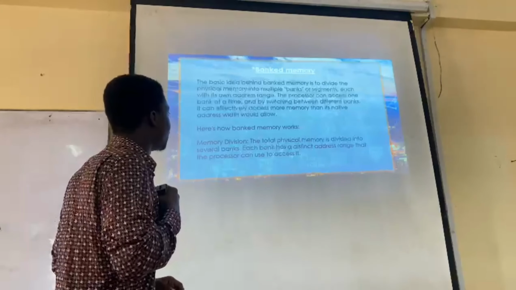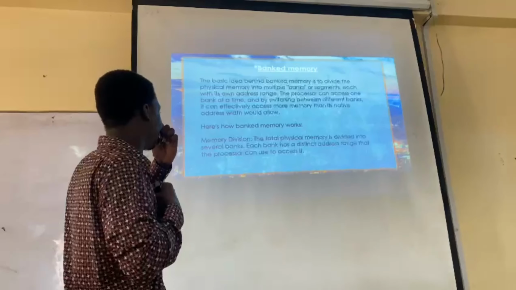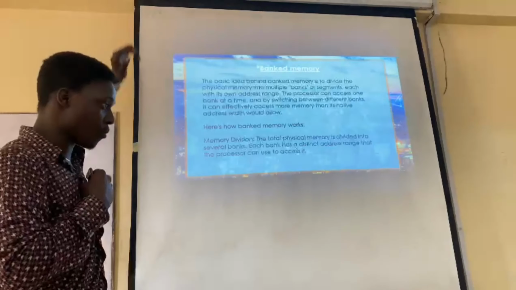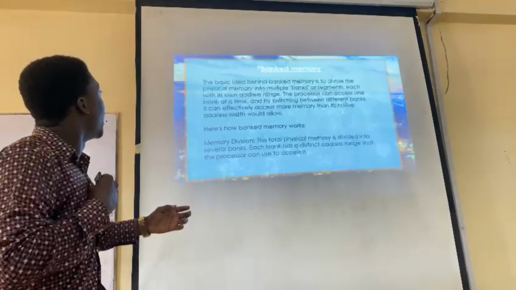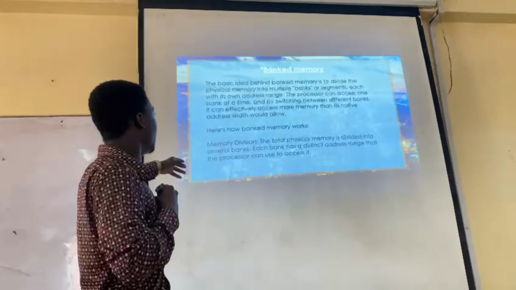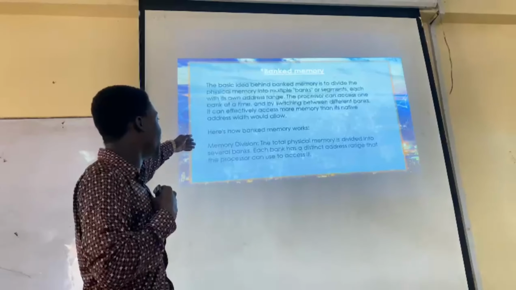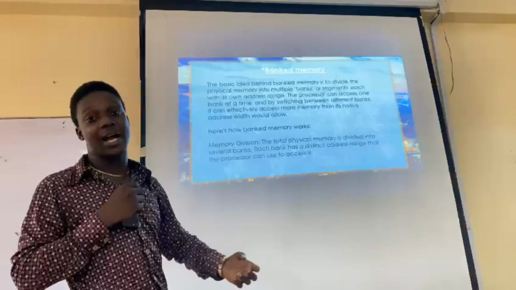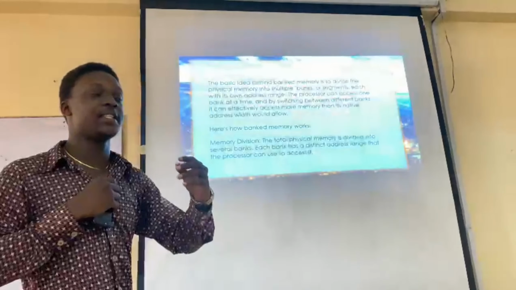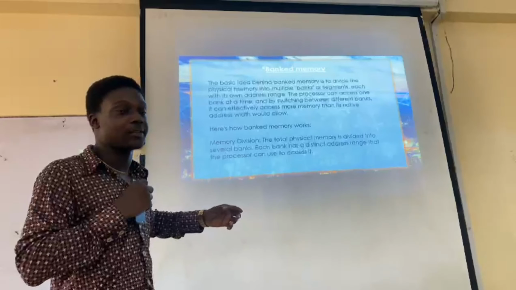Memory division. The total physical memory is divided into several banks. Each bank has a distinct address range that the processor can use to access it. As I said earlier, the banking memory system or technique divides memory locations into different storage spaces, also known as banks. And this memory division tells us that each bank has a distinct location, and this distinct location or address allows the processor to access it. Let's move on.